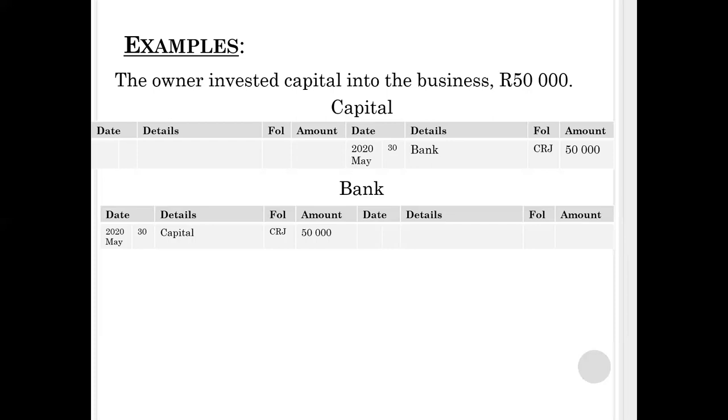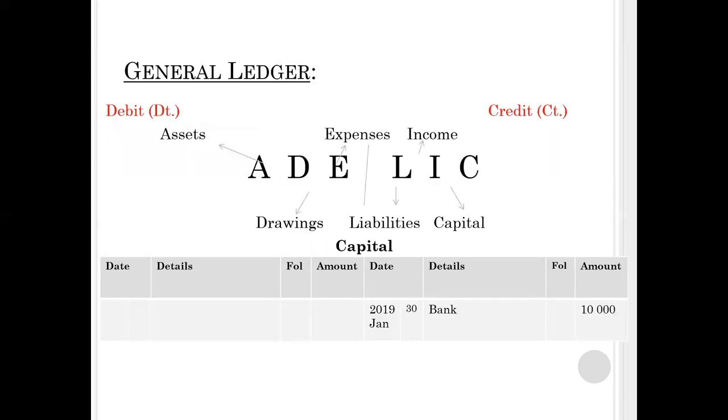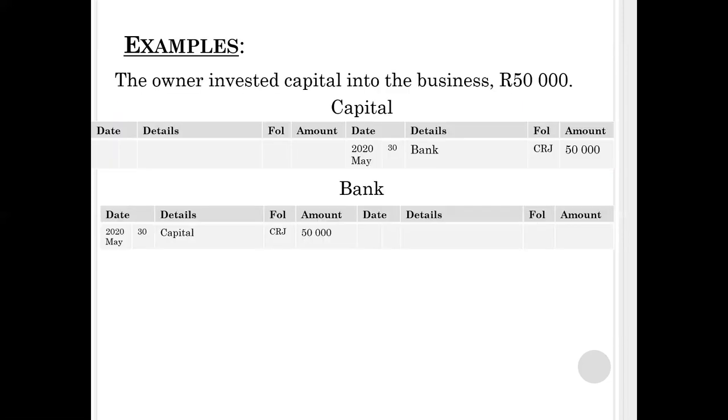So I've started now to put the two friends together every time. So it's the same transaction, but you're going to do the bank account now. Now, first of all, what is bank? Bank is an asset. So if I look at Lady Adelaide, assets must be on the debit side, and bank is an asset.